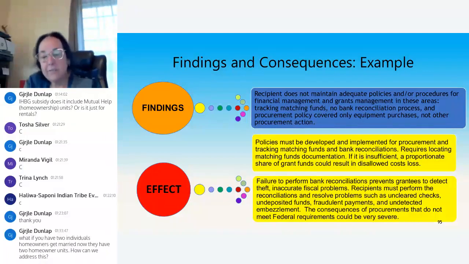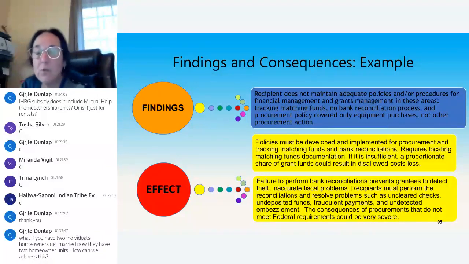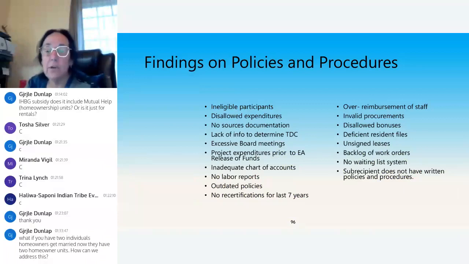The effect of the failure to perform bank reconciliations prevents grantees from detecting theft and inaccurate fiscal problems. Recipients have to perform the reconciliations and resolve problems such as uncleared checks, undeposited funds, fraudulent payments, undetected embezzlement, and the consequences of procurements that do not meet federal requirements could be severe.